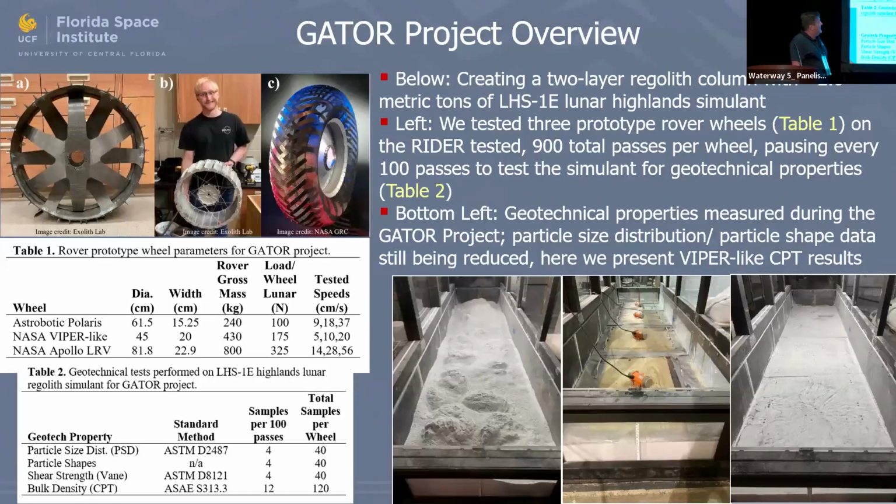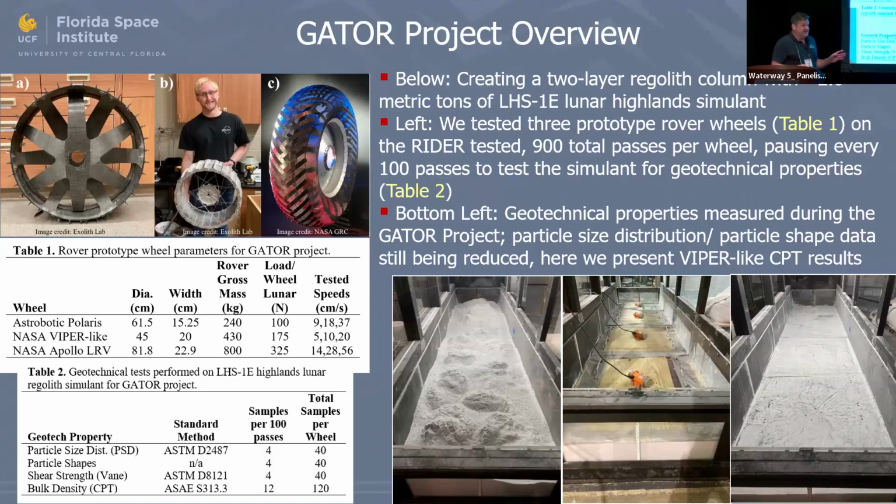And so, a Gator project overview. You see here in these pictures, this is the Ryder test bin. And you can see that we significantly scaled up the 2-layer density packing that I showed you in the previous slide on a much smaller scale. So we did replicate the 2-layer stratigraphy in the Ryder test bin. And that's about 2 metric tons of simulant to create that 2-layer stratigraphic profile.